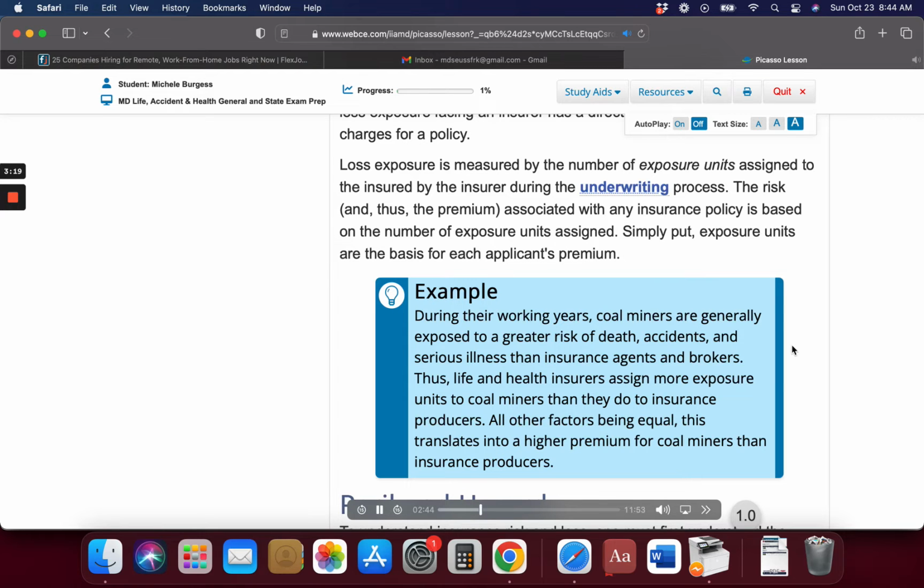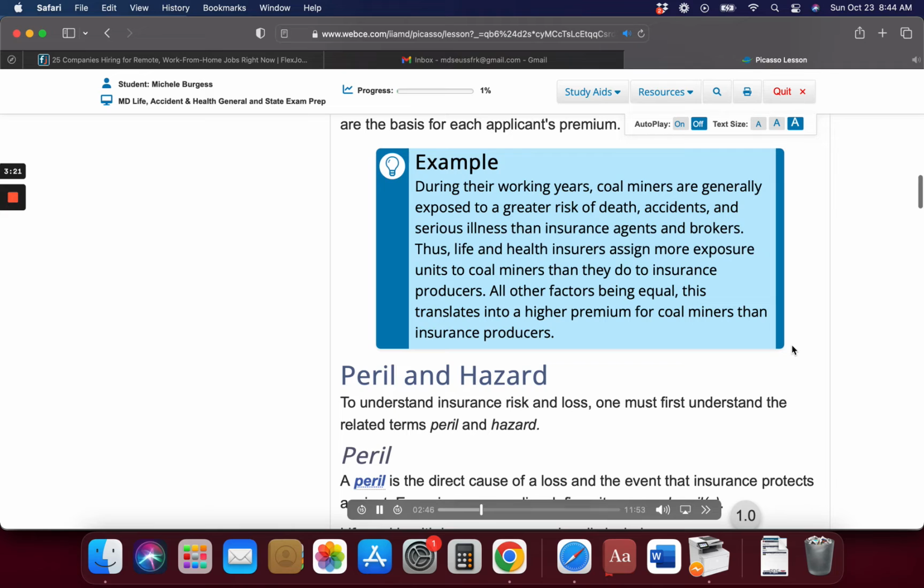Example. During their working years, coal miners are generally exposed to a greater risk of death, accidents, and serious illness than insurance agents and brokers. Thus, life and health insurers assign more exposure units to coal miners than they do to insurance producers. All other factors being equal, this translates into a higher premium for coal miners than insurance producers.